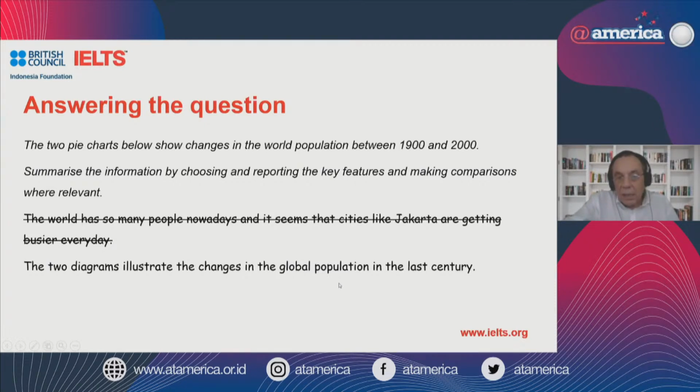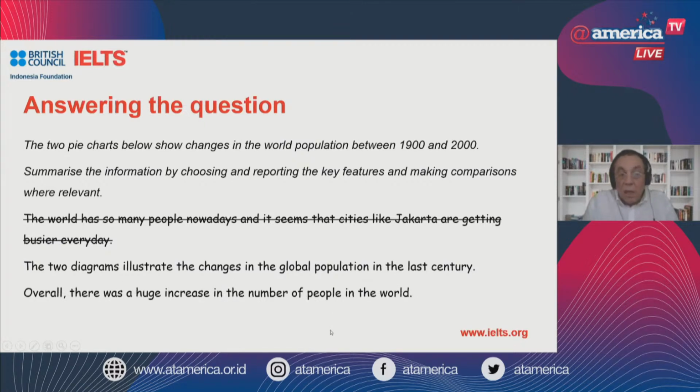And remember, it's an overview. Introduce it with, overall, there was a huge increase in the number of people in the world. And that is about 26 words, as I counted those yesterday. 26 words. That's your first paragraph done. And away you go. You're ready for the second paragraph. And you can do that, can't you? That is a fine beginning. That is very doable. When I say you can do it, I really mean it. You can. All right, let's go on.